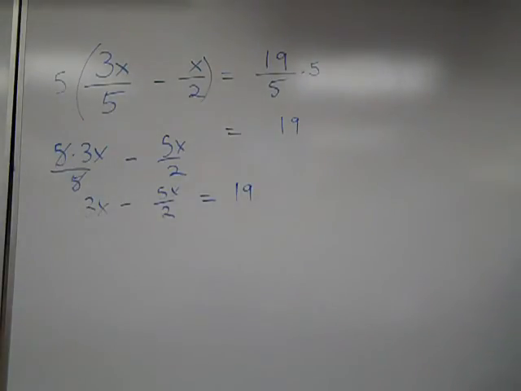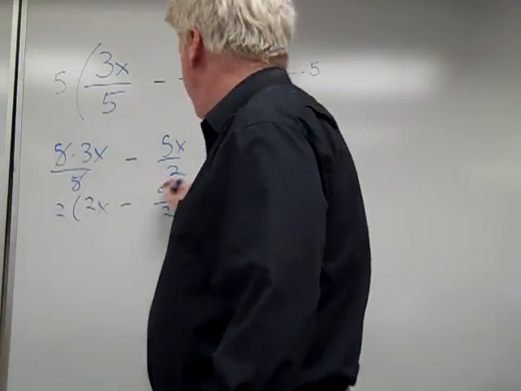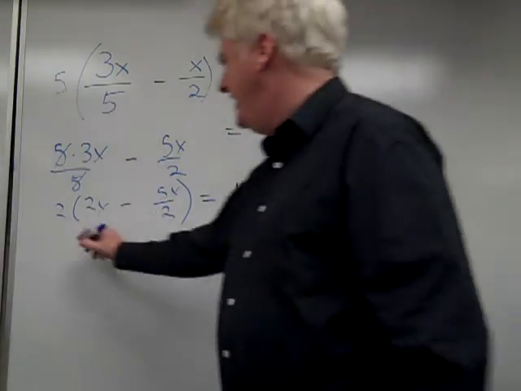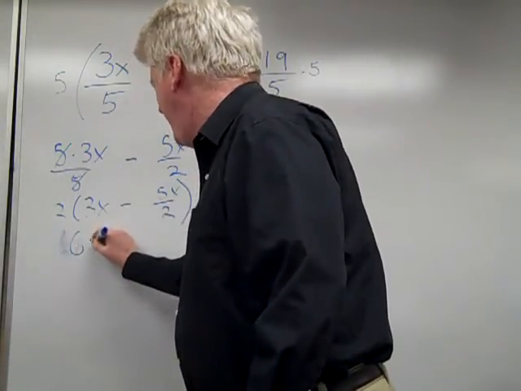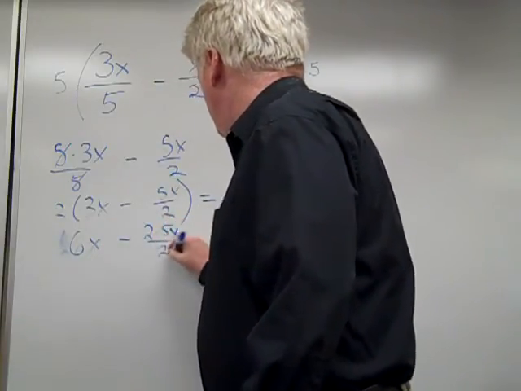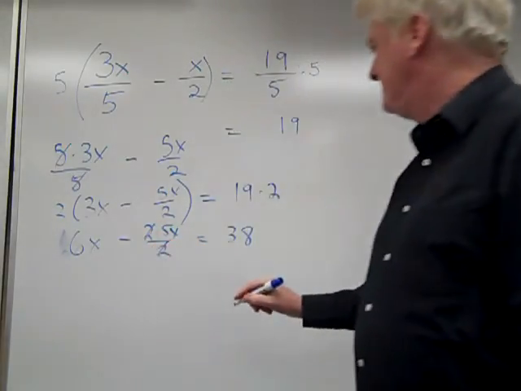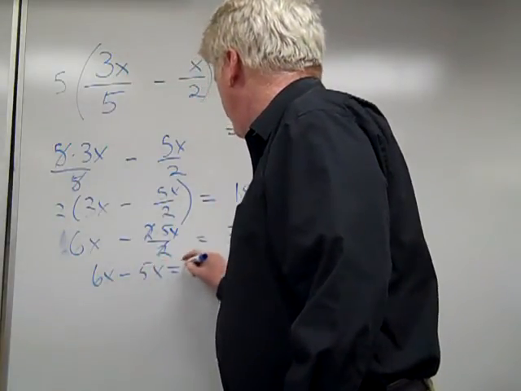How do we get rid of that one fraction? Multiply everything by 2, so we multiply this side and this entire side of the equation by 2. Again, don't cancel yet. Distribute first. So 2 times 3x is 6x minus 2 times 5x over 2 equals 38. These two cancel, and now we have 6x minus 5x equals 38.